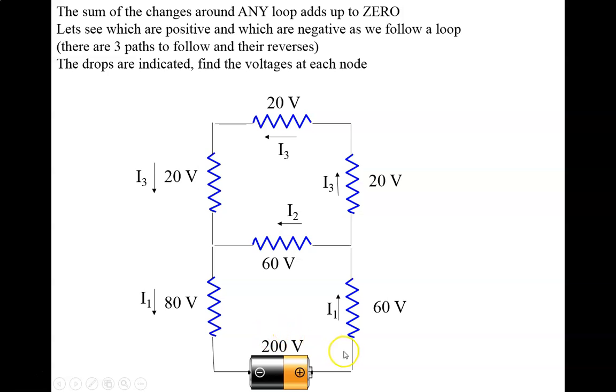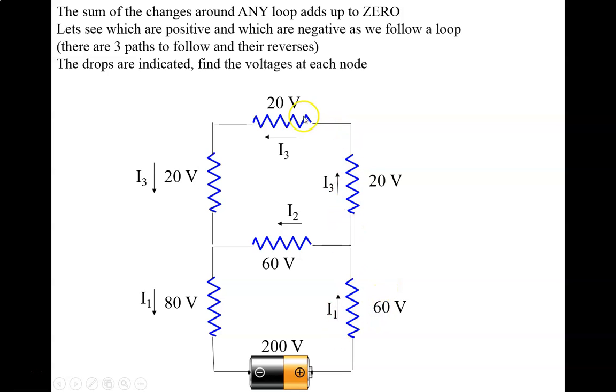What I want you to see is that no matter what path you take, 60 plus 60 is 120, plus 80 is 200. These should technically all be negative, by the way. So I lose 200 volts, and that's equivalent to my battery voltage, which is 200 volts. Take a moment and see if you can make this clear in your mind.